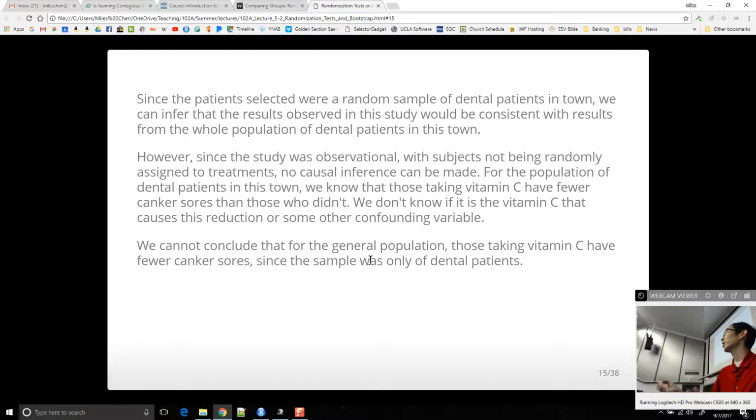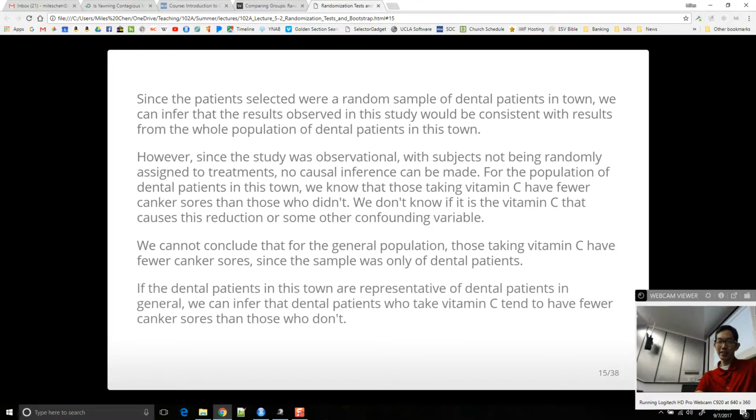This is how we obtained our random sample: we went through the dental society, who had a list of all dental patients in town, and we got a random sample that way. So this can only be generalized to dental patients, and all we can say is that those who take vitamin C across the population have fewer canker sores than those who don't. But we can't say vitamin C is the reason.